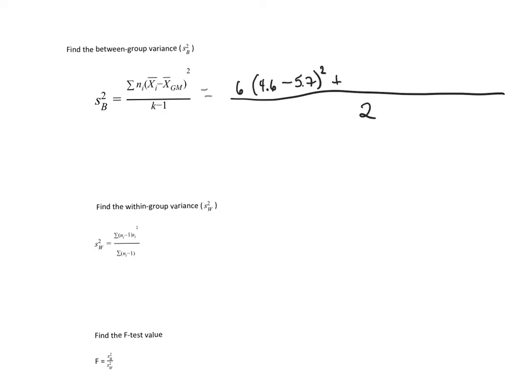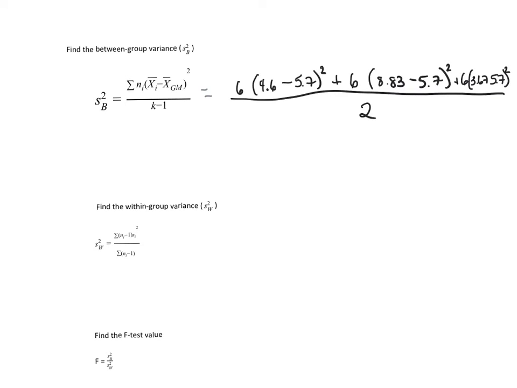The next group is the Lucky Charms, mu2. There were 6 in that group as well. The mean of that was 8.83, minus 5.7, squared. And then finally, we'll have 6 for the last one, and its mean, which is 3.67, minus 5.7, squared.